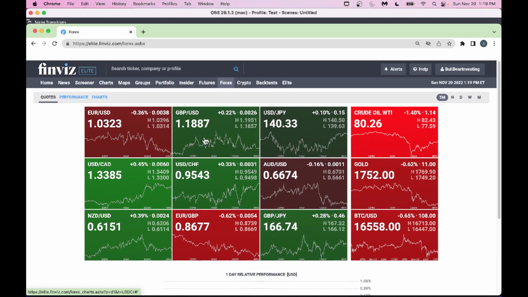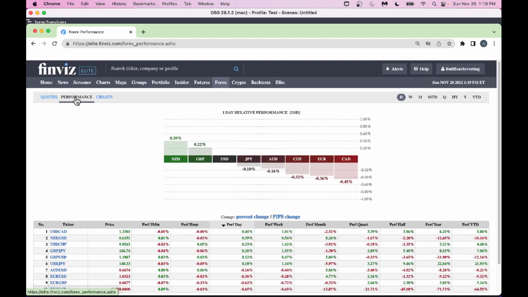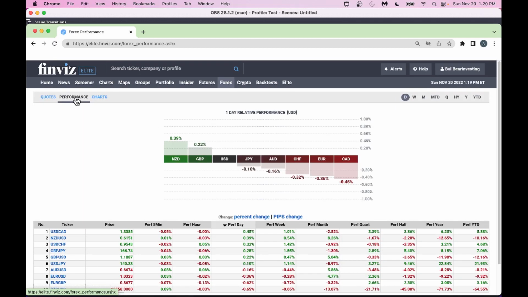That's a good one here. You could click on performance here, and now it brings up the performance of these currencies. And look, you got daily, weekly, monthly, and most folks I know, they look at pairing of these currencies. For example, look, we got NZD, very much high, as you can see here in one day, up 0.39. But if you look at Canadian dollars, it's down.